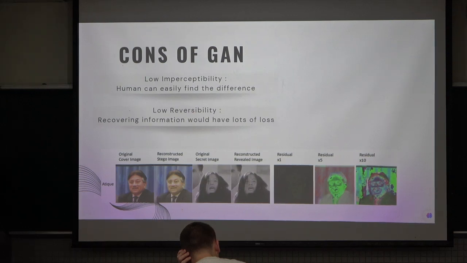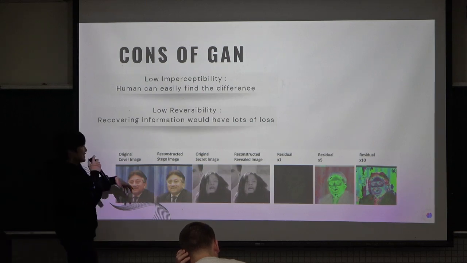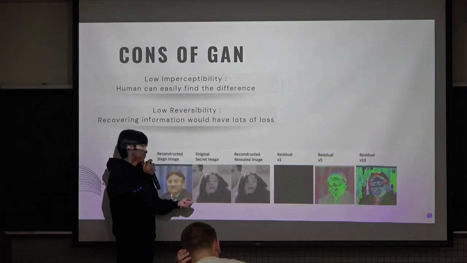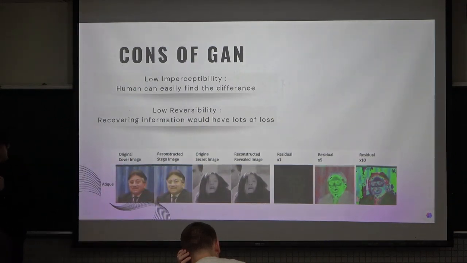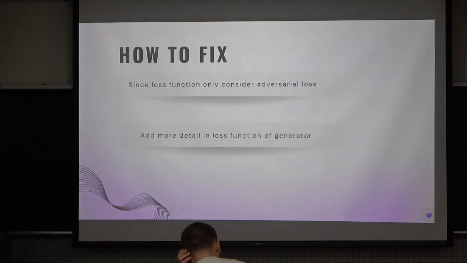Another con of GAN is low reversibility. We cannot reverse the image safely, since something is lost in the image.